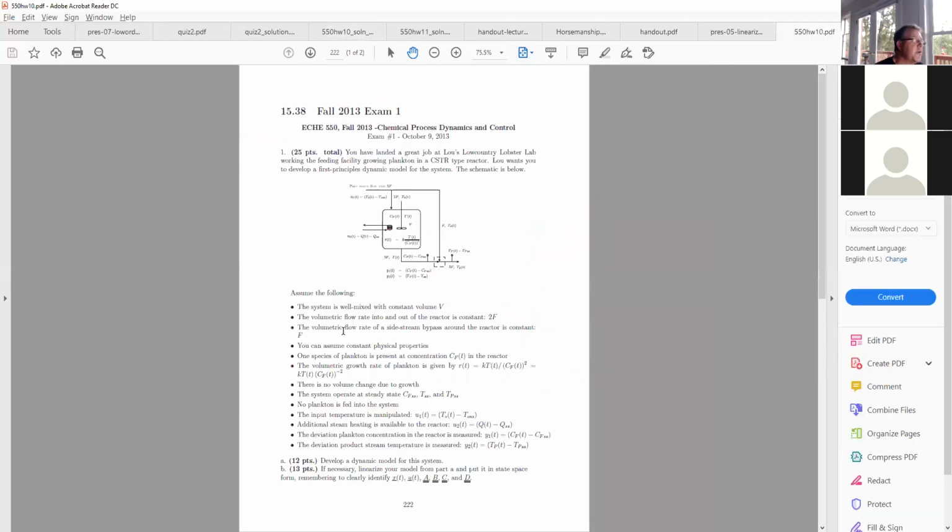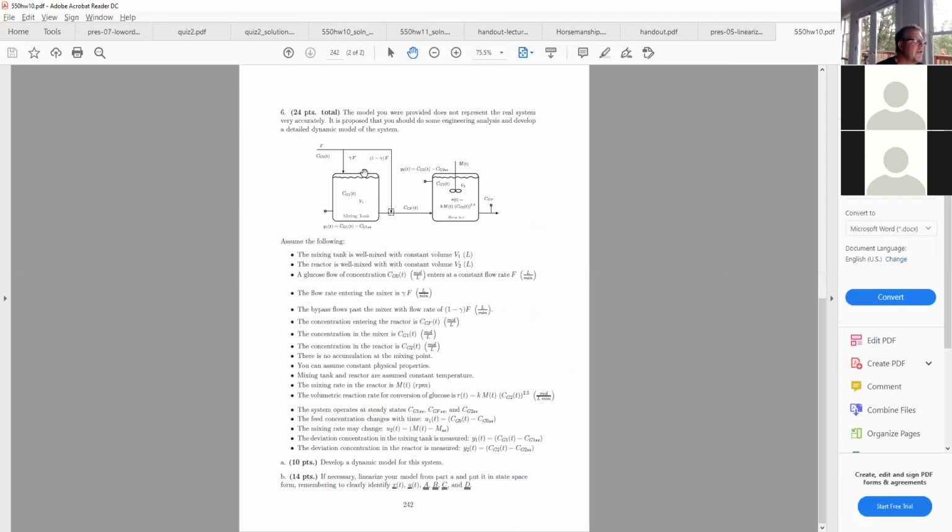So, the linearization homework. For this problem, we've got a tank. Some of the liquid bypasses the tank, and we get mixed in right here. We've got a reactor, so we have a volume here and a volume here. There's no reaction over here.